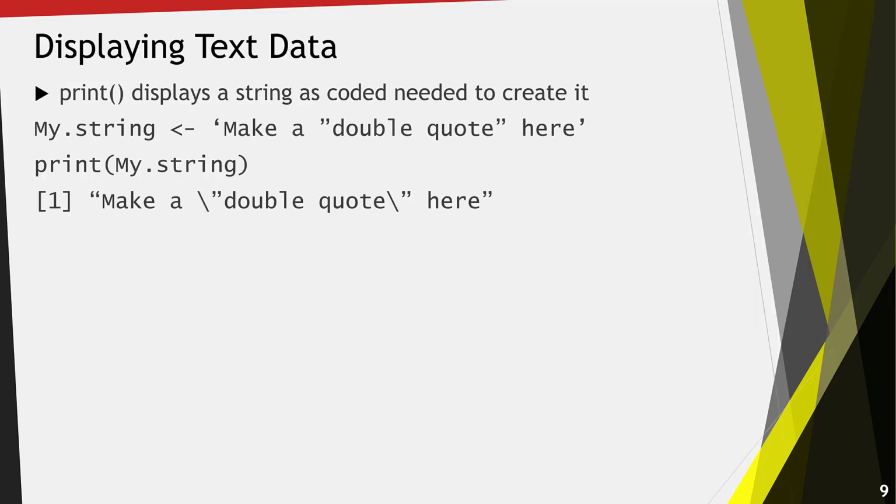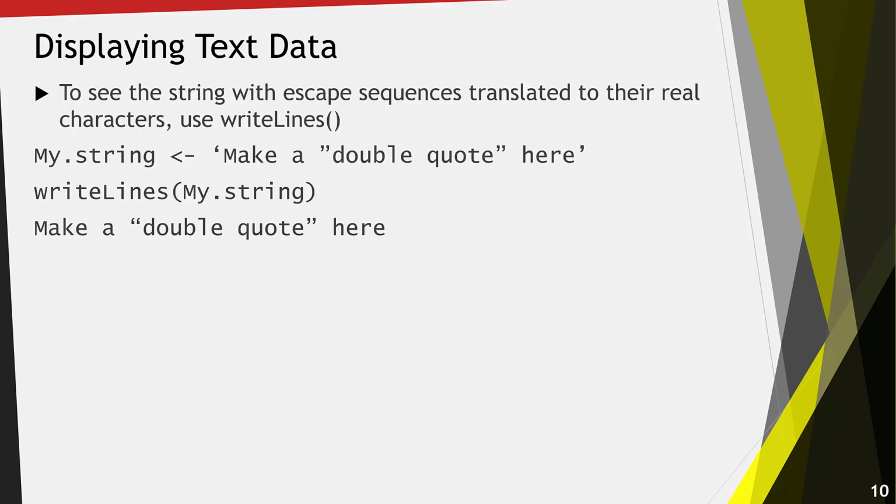The print function in R is going to print a string coded exactly as you would need to type it to create it. So in this first example, I use a single quote to denote the start and the end of my string and have some double quotes inside. R will always represent your strings surrounded by double quotes. Here it uses the backslash character to denote that the quotes inside the text don't end the string, but should be included inside. Sometimes this isn't what you want.